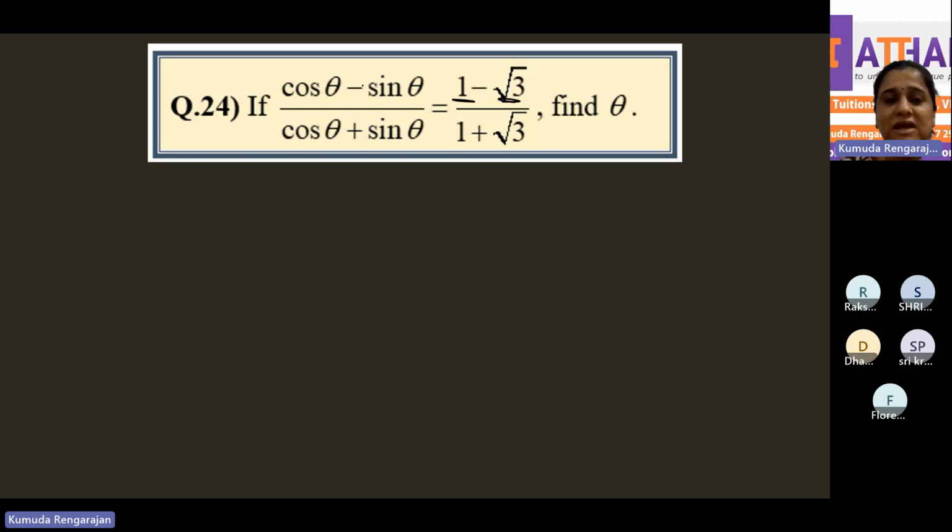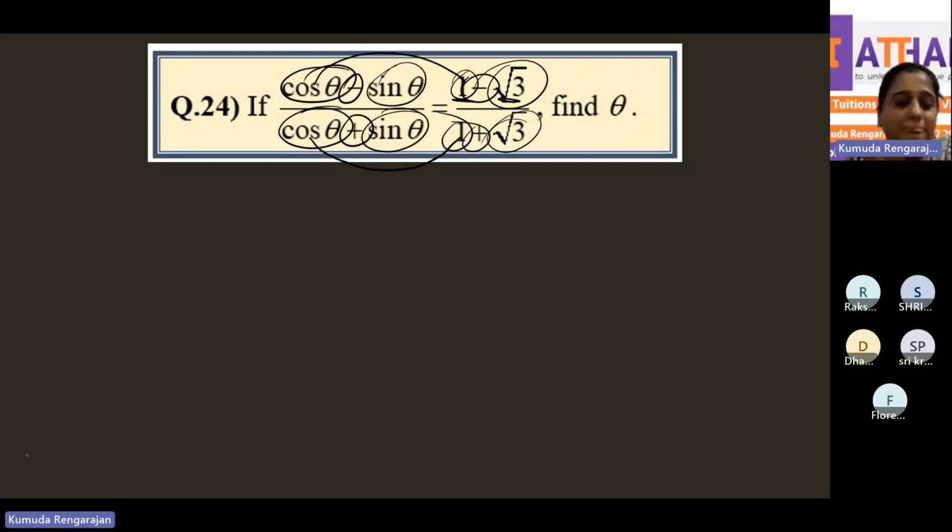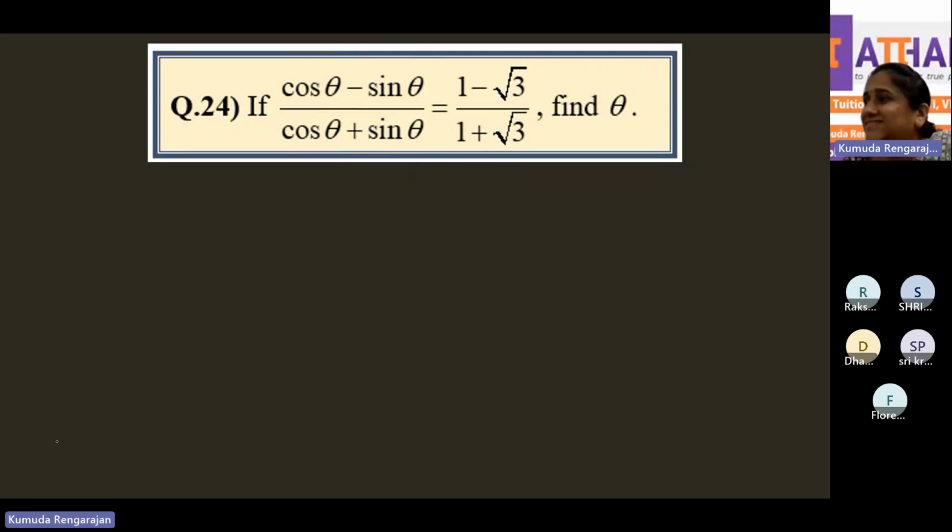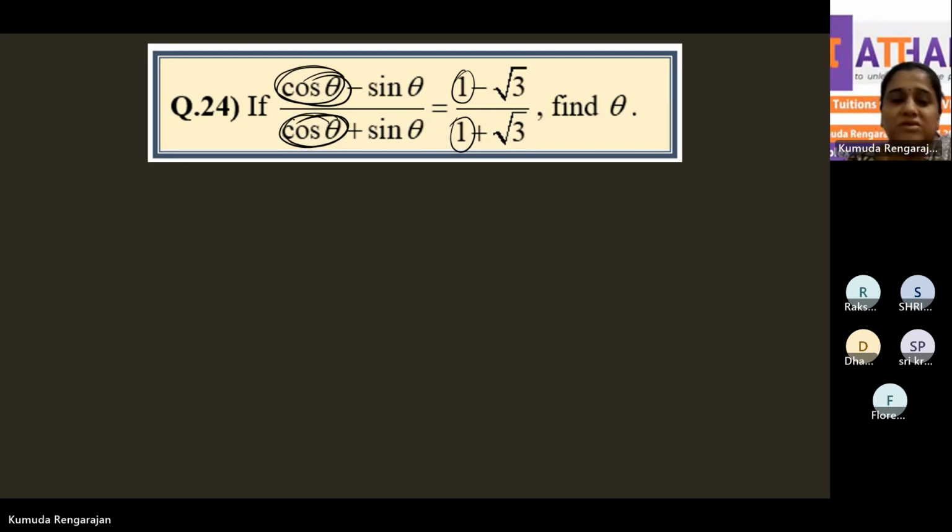When you compare the two sides, the LHS and RHS, this is cos theta, but here you have 1. For cos theta, you have 1, 1. Minus, plus, minus, plus. Sin theta, root 3, root 3. Both the sides are matching. So what we want to do is, this is 1 here, right? We want to make this also 1 so that we can compare both the sides, because everything else matches.